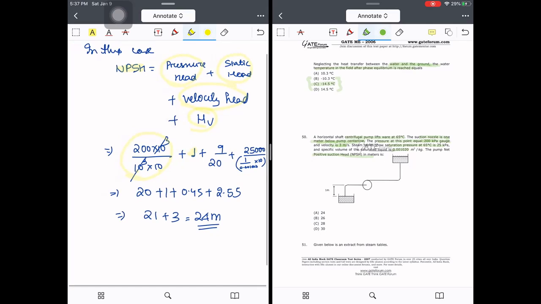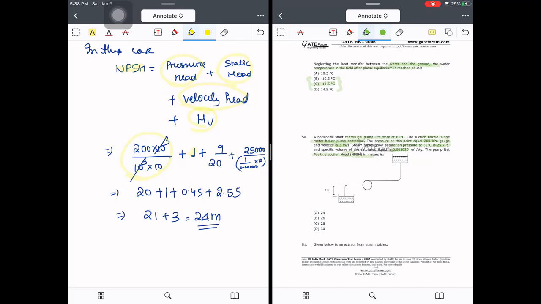Again I reiterate, please don't take the value of g as 10 unless they have mentioned. If they have not mentioned, please take the accurate value of g, that is 9.8 meter per second square. In order to calculate it, I've taken that value, but please don't do that in this case, because in the NAT, that is numerical answer type questions, even though your concept is correct, you may get your answer out of range. So take the g value as 9.81 meter per second square.